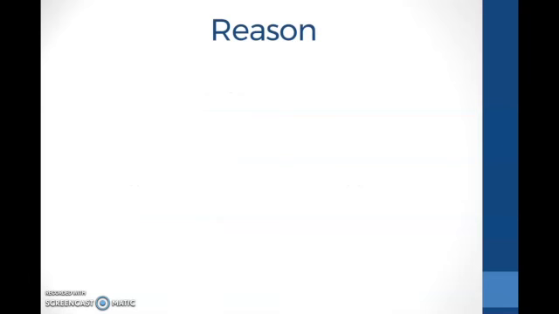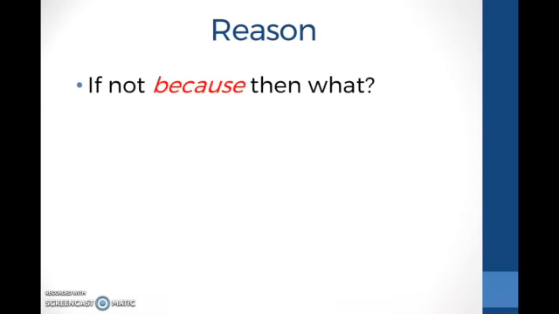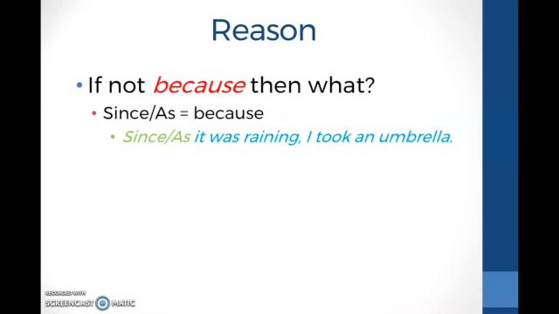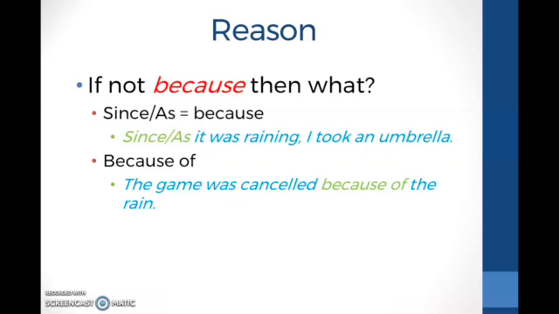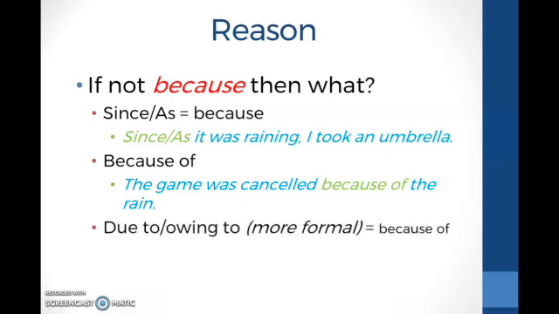Let's move on to talking about reason. The easiest word to express it is because. Alternatives include since or as, which are perfect synonyms of because. As it was raining, I took an umbrella. Also, you can use because of. Then we need to rewrite the sentence a little bit. The game was cancelled because of the rain. Alternatively, we can use due to or owing to for more formal effect.